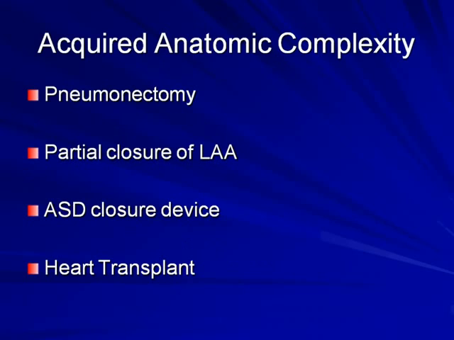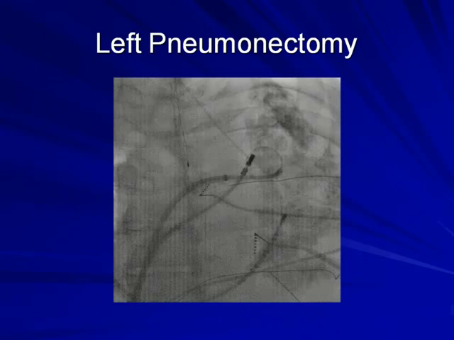So let's go on to the arbitrary or chosen acquired anatomic complexities that impact ablation of atrial fibrillation. First is pneumonectomy, followed by partial closure of the left atrial appendage, followed by ASD closure devices, and followed by transplant. Now, we've done three pneumonectomy patients in the last couple of years. Two of them were right-sided pneumonectomies. This one is actually a left-sided pneumonectomy.